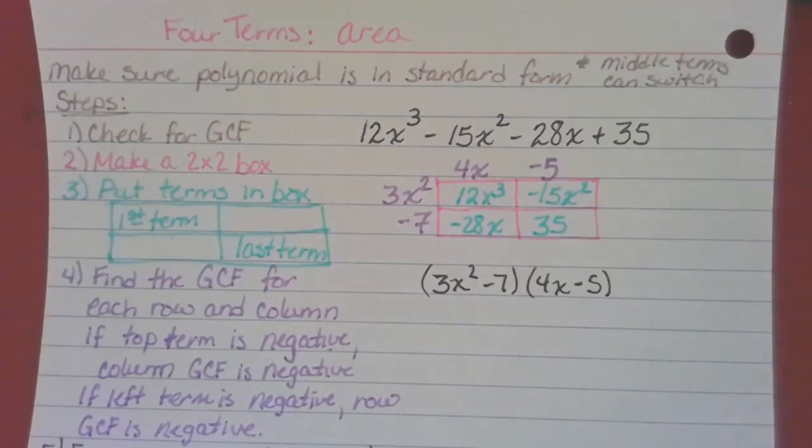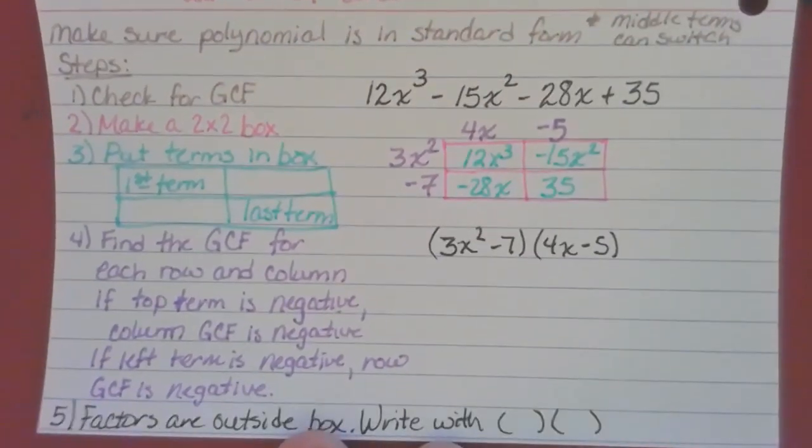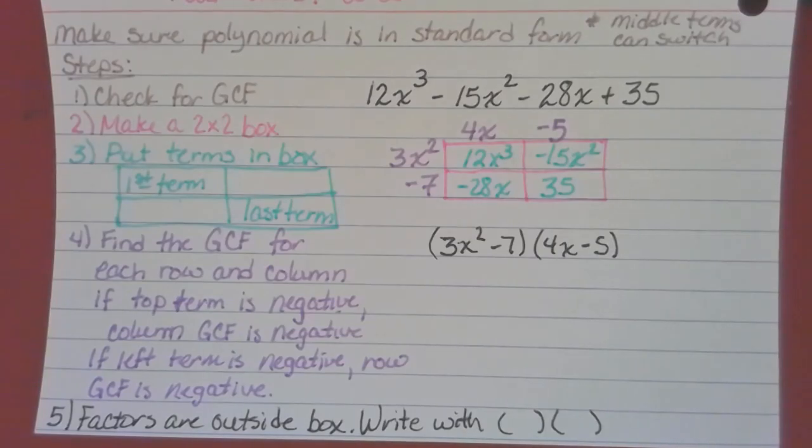And then your final step is to notice that your factors are actually what's outside the box, and you're going to write them as 2 sets of parentheses multiplied together. So I always pick the term with the highest degree or the highest exponent, and I put that in the first parentheses, but it really doesn't matter. Since it's multiplication, you can have those parentheses in the opposite order.